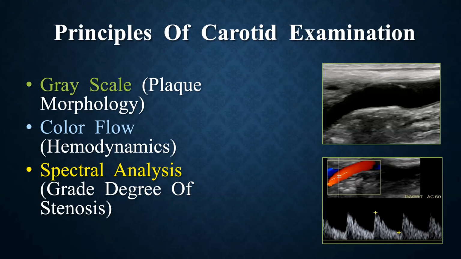And of course, we integrate spectral analysis, which allows us to determine the degree of stenosis. So we place the sample volume in the area of interest, making sure that we angle correct to the direction of flow, which many times we default to 60 degrees, right? That's as high as we can go with our angle correction. But the key here, of course, is making sure we're aligned with the direction of blood flow, which would then allow us to determine the peak systolic velocity in that segment of the carotid artery.